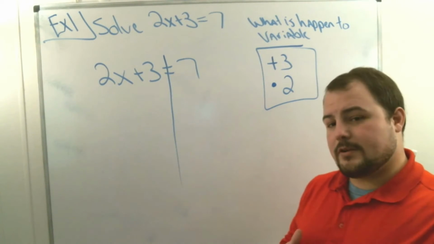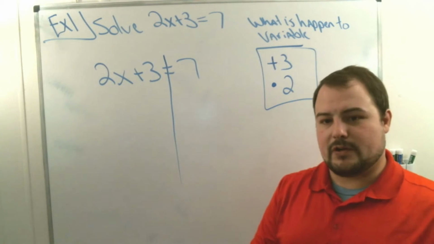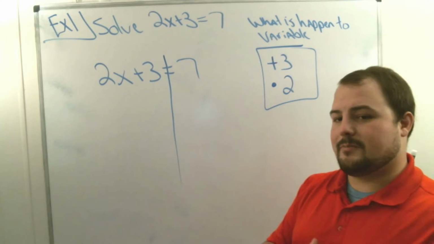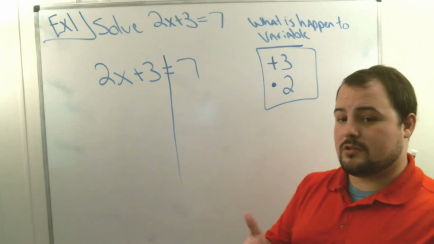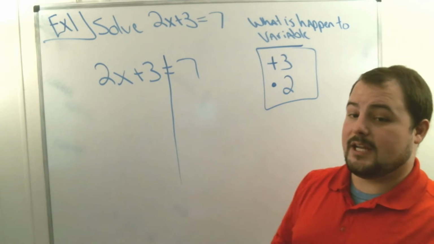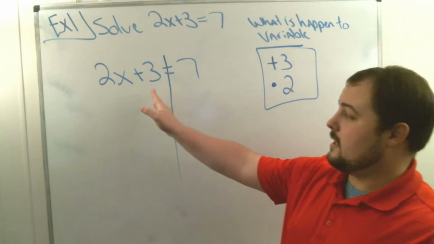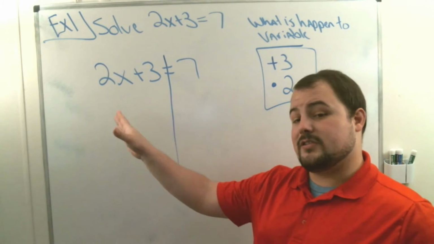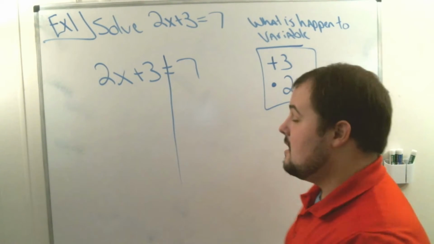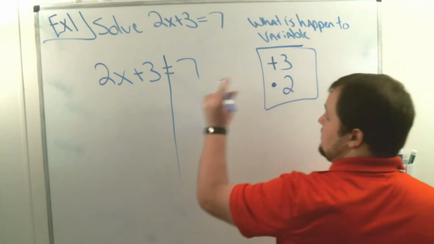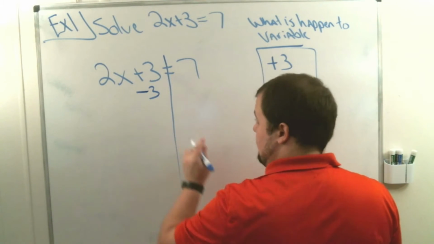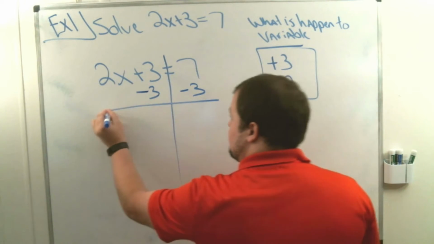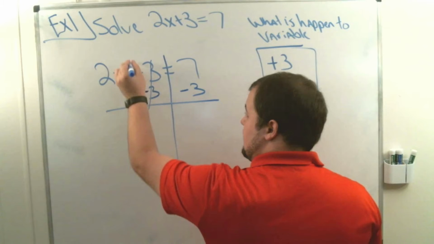What we're going to do is figure out which one of these we typically get rid of first. If you're reading the previous page, what I said was we want to get rid of the number that's not with the variable, that's adding or subtracting, by adding or subtracting. Looking at this, the 3 is not with the variable. It's on the same side, but it doesn't have the variable with it. We're going to get rid of that 3. Since it's plus 3, we're just going to subtract 3. In mathematics, if you do something to one side, you have to do it to the other. 3 minus 3 cancels out.